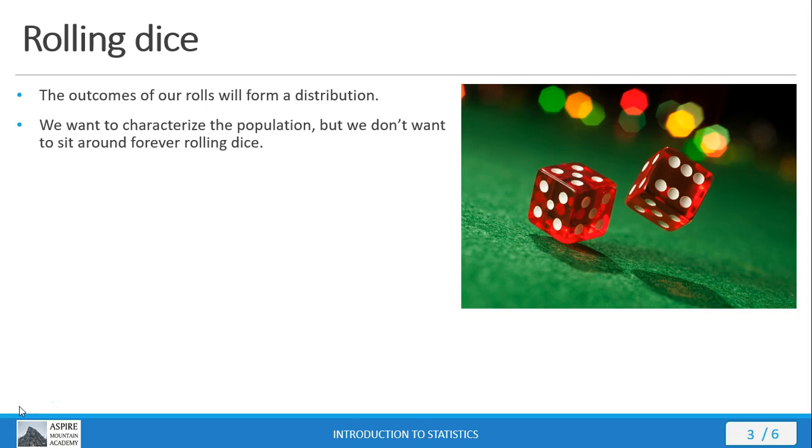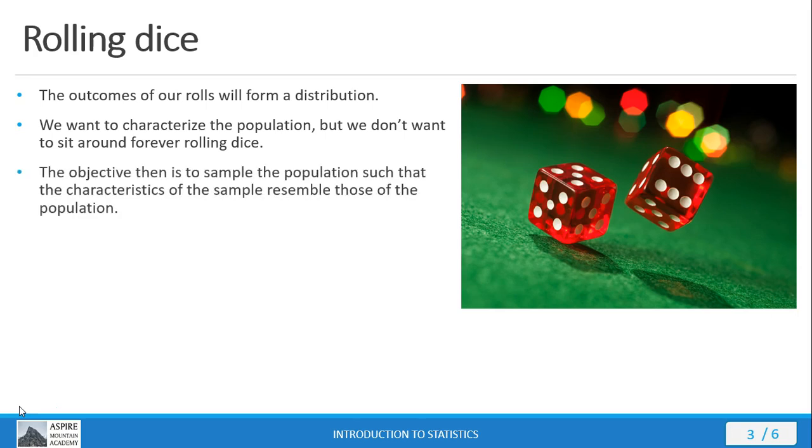If we wanted to get every member of the population, we'd sit around forever rolling dice. We don't really want to do that. So what we want to do is form a sampling distribution so we can get to the population parameters without actually getting data for the entire population. And that's what we're going to do.